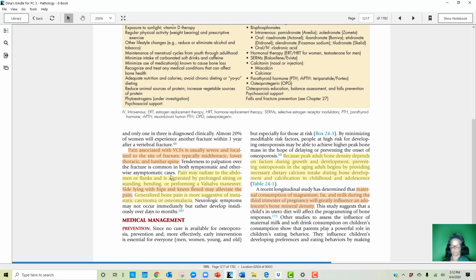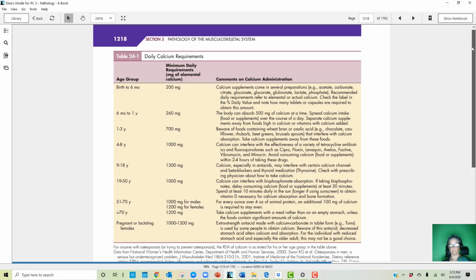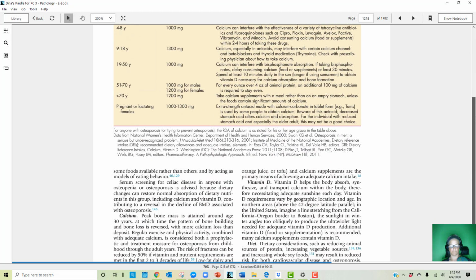173 other studies to assess the influence of maternal milk and soft drink consumption on children's consumption show that parents play a powerful role in children's eating behavior. They influence children's developing preferences and eating behaviors by making some foods available rather than others, and by acting as models of eating behavior.